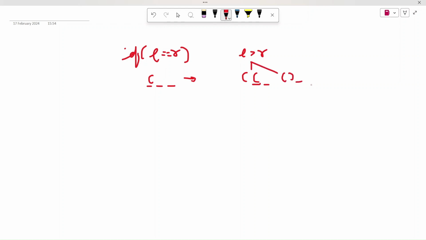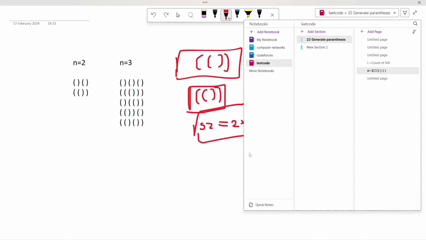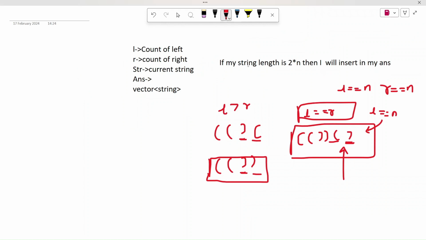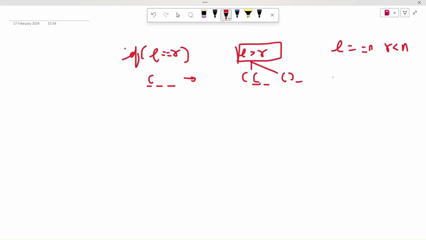Then I will see my pair L and R, and if my L becomes n, obviously I am always operating with L greater than or equal to R, so my R will never go above L. R is always less than n, because I will stop when my string becomes of length 2 into n, and I will insert it into my answer. So here, L equal to n and R is less than n. What will I always insert?